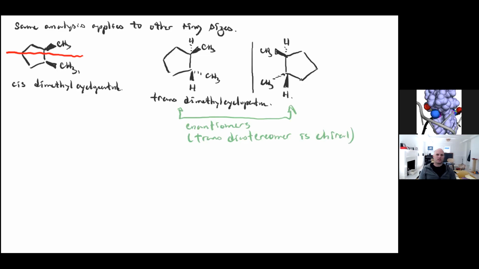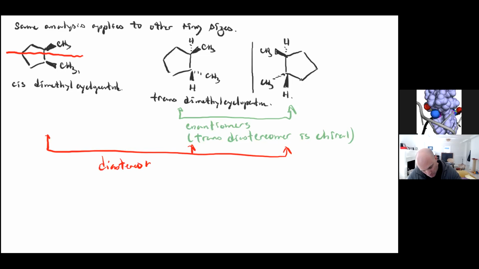Okay, the trans diastereomer is chiral, and that actually reminds me to make an important point: what is the relationship between the cis and trans stereoisomers? Okay, so they are stereoisomers that are not mirror images of each other. They are diastereomers. So the relationship between these is that they are diastereomers. Okay, the cis is a diastereomer of either trans enantiomer.